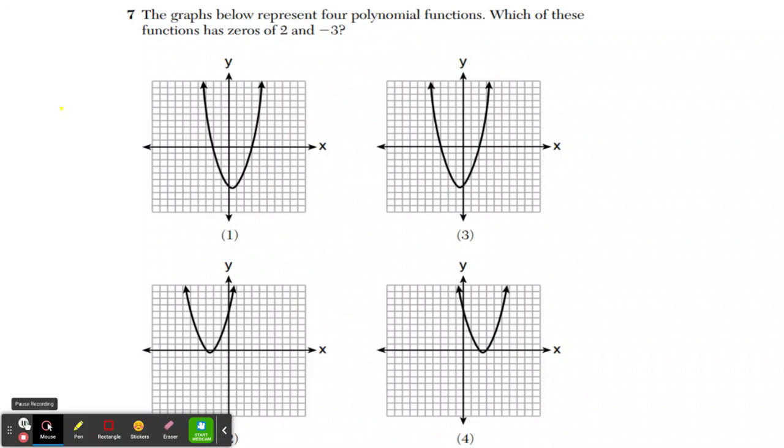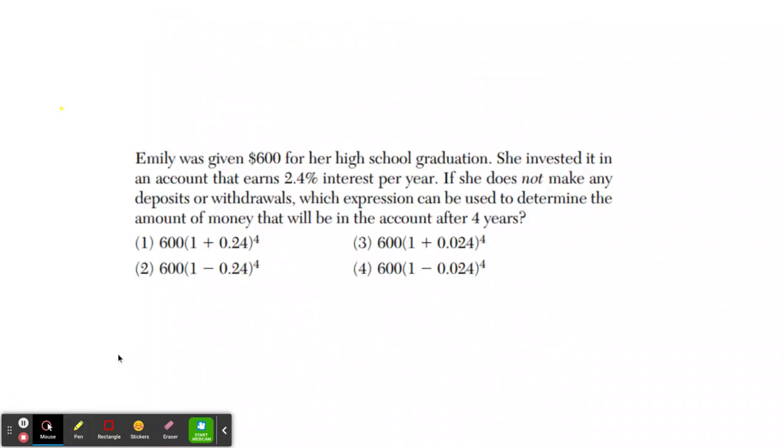All right, here's a question. It says the graphs below represent 4 polynomial functions. You see these parabolas here. Which of these functions has zeros of 2 and negative 3? So you're basically finding where on the x-axis, get our pen going here. Oops, we'll get back to that question.